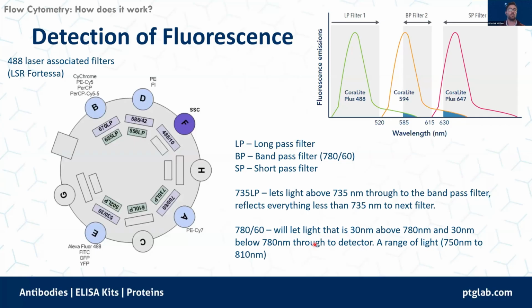Short pass filters do the opposite, so they allow light below a certain wavelength through that filter onto a detector. And then the band pass filters, where you see this 3-digit number and dash 2-digit number, are going to allow light of a specific wavelength between a range. So a 780-60 bandpass filter will allow light that is 30 nanometers above 780 and 30 nanometers below 780. So a range of 750 to 810 nanometers. Don't be caught out by thinking that it's 60 nanometers above and 60 below. Always divide that second number by 2, and that will give you your range.